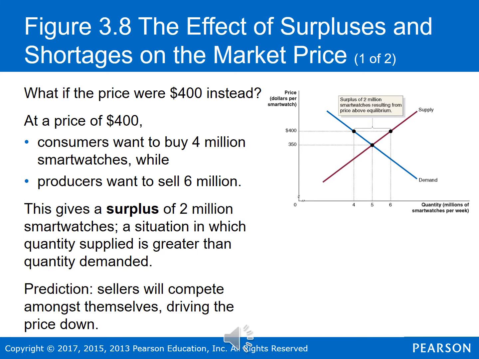A surplus is a situation in which the quantity supplied is greater than the quantity demanded. So we have these leftover goods that aren't being sold. So what's going to happen? Sellers are going to compete amongst themselves, driving the price down over time towards equilibrium. They have these unsold goods that are sitting on their shelves. They get expensive to store, and you have to also pay workers to make the goods. So they'll end up having to reduce the price down to $350 to get rid of the excess.